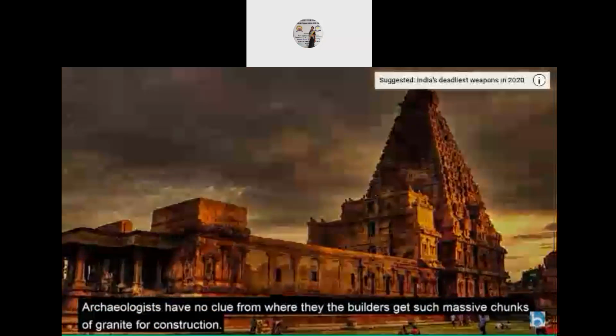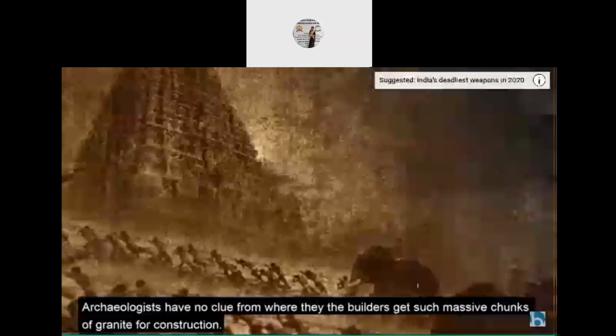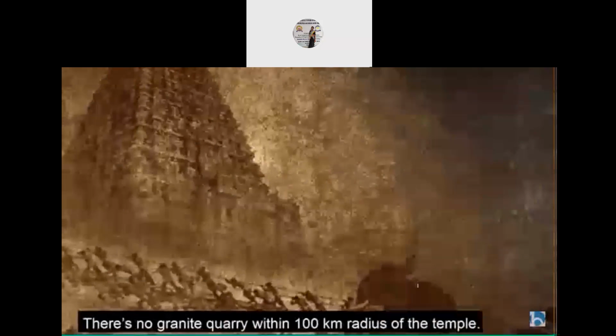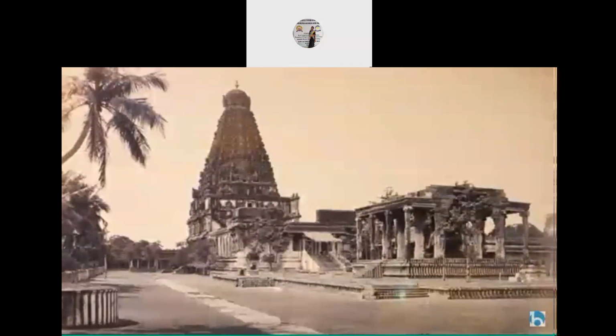Archaeologists have no clue from where the builders got such massive chunks of granite for construction. There's no granite quarry within a 100 kilometers radius of the temple. Advanced techniques of epic proportions were used to get the granite stones to the construction site.